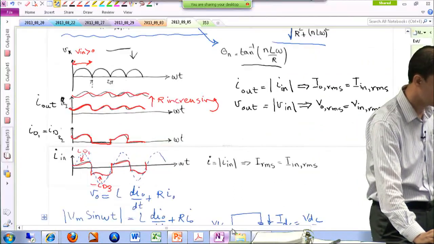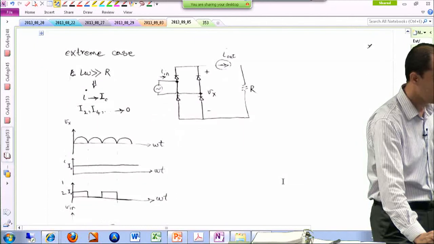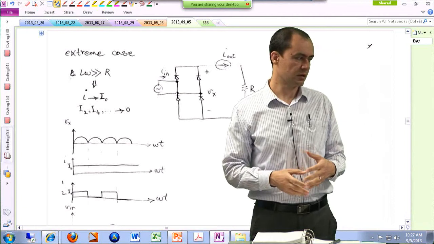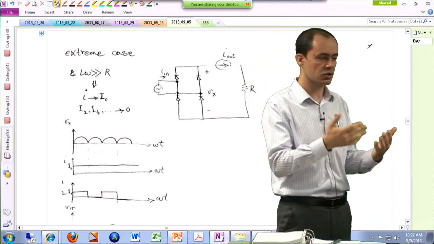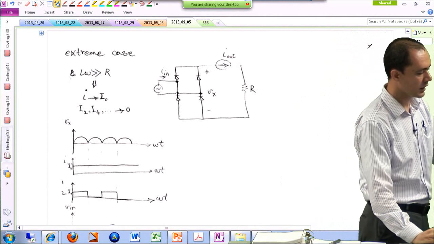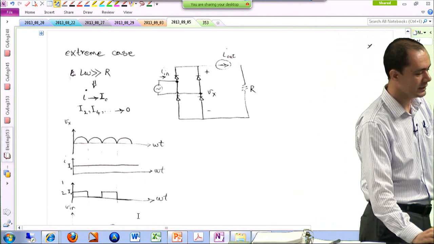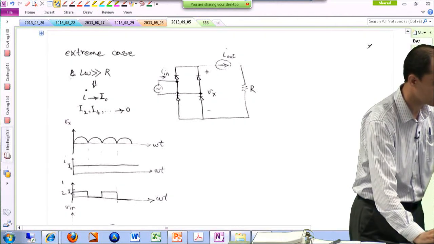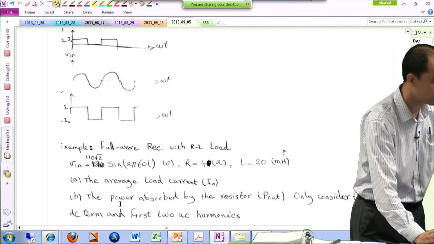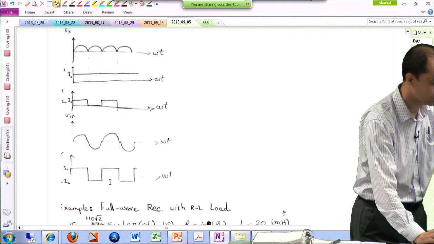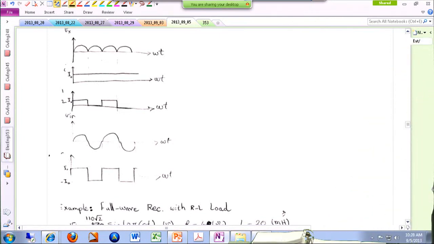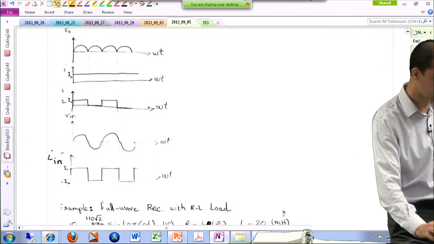Going back to the notes. Here I have an extreme case of L being very, very large, or in other words, L omega is very much larger than R. We just saw that in my Mathcad file. The output current tends to become almost DC, and the diode current waveforms lose their ripple and become kind of a square wave, and your input current will also be kind of a square wave. So this is actually your input current. All right? Okay.